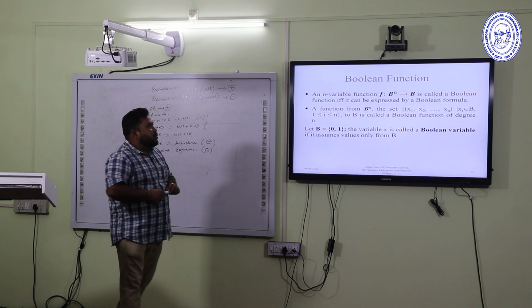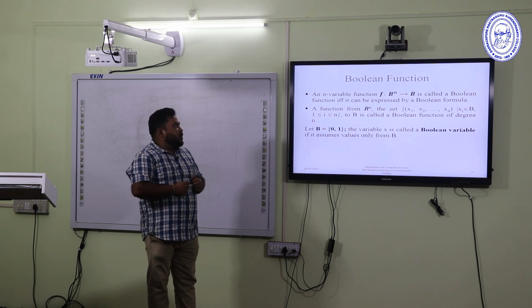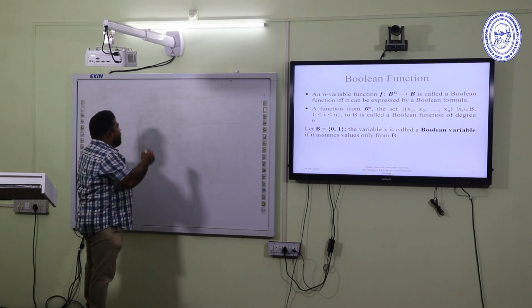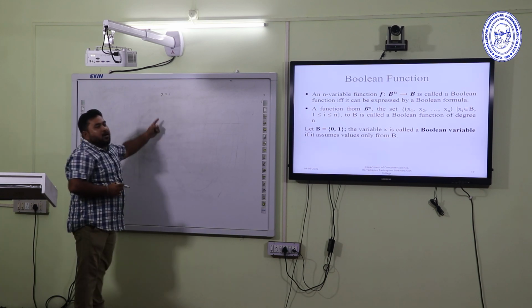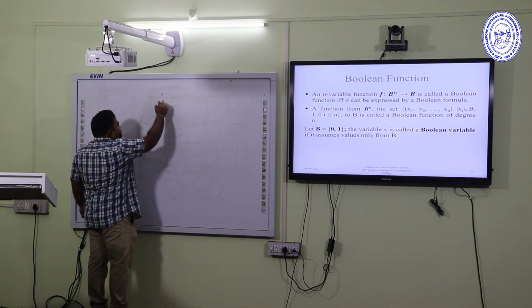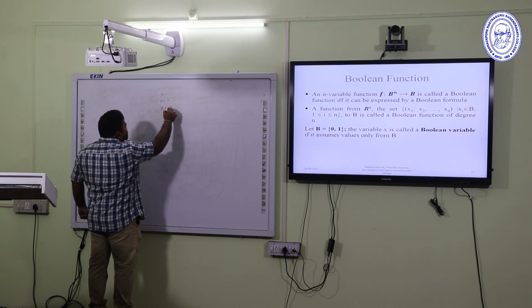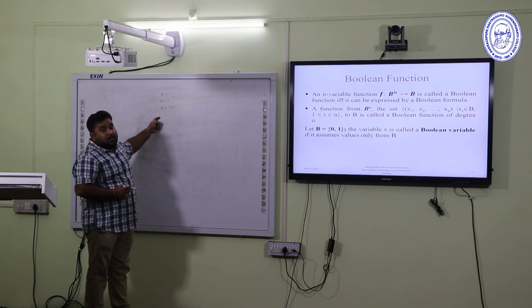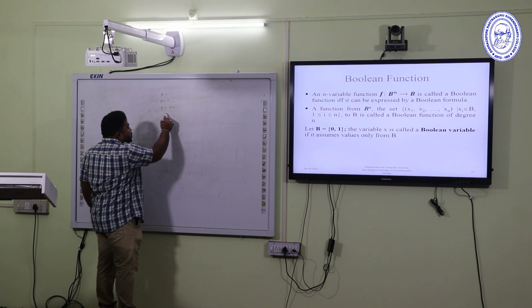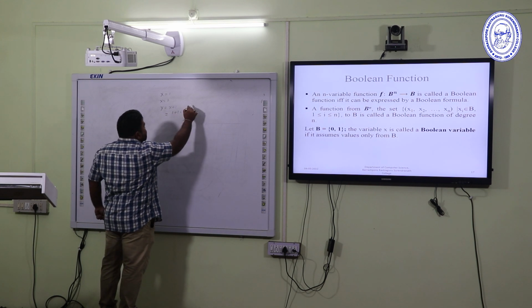Now I am coming to the part that is the Boolean function. I am discussing the Boolean function. So let's take an example. If we take X as a value equal to 1, we may call it a constant. If we take X equal to 2, it is also a constant. But if we take Y equal to X plus 1, then Y is not a constant. Here Y is a variable. That means if X is equal to 1, then Y is equal to 2. If X is equal to 2, that is 2 plus 1, Y is equal to 3.